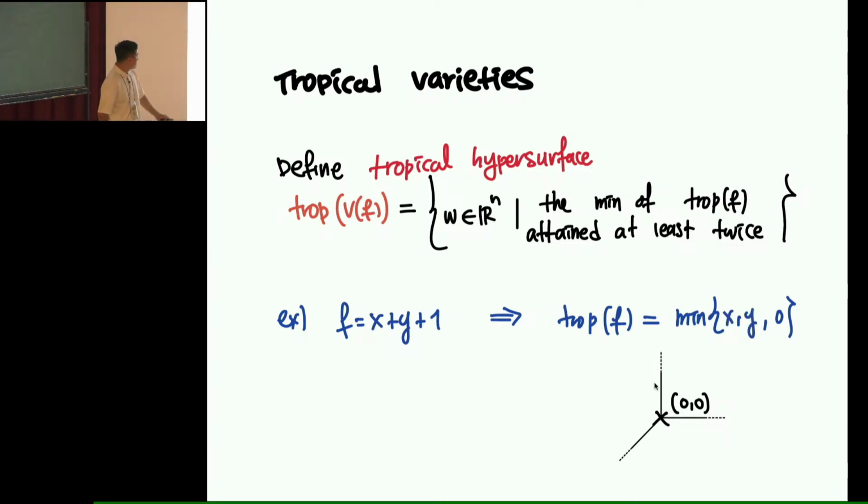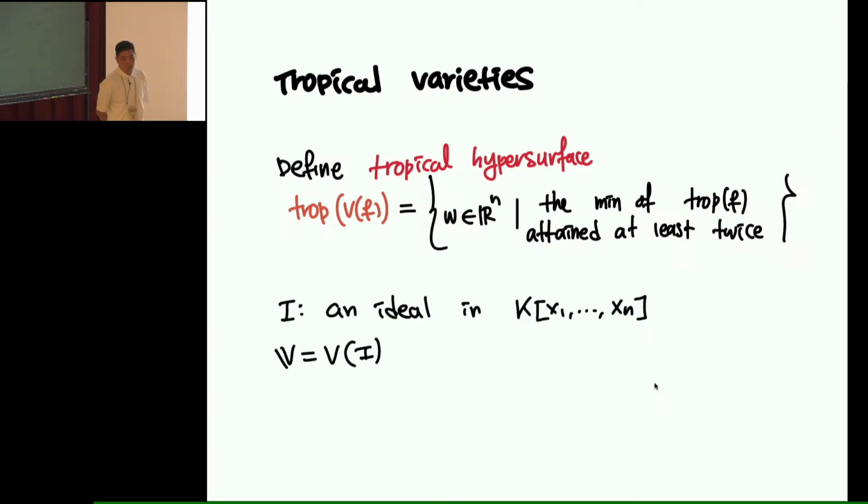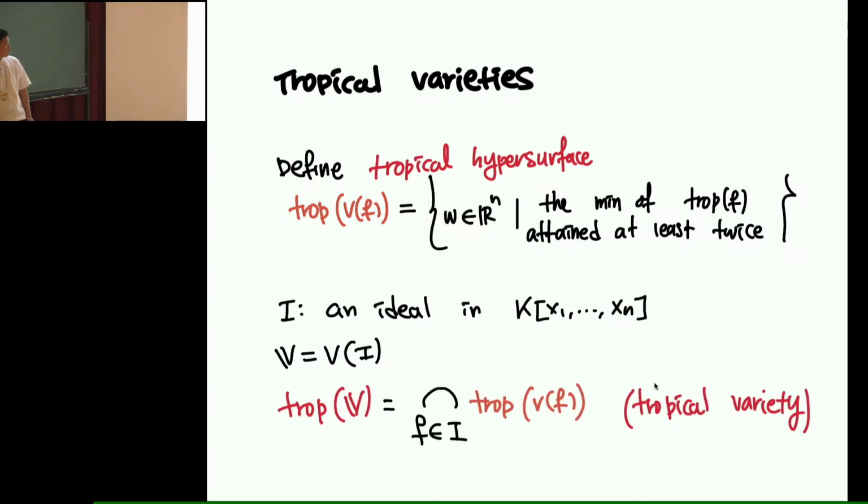So from this tropical hypersurface, we can also define the tropical variety. Suppose that you have an ideal, which is defined over the polynomial ring. Then you have a variety from this, and then we can define the tropical variety in this way. Just taking the intersection of the tropical hypersurfaces from all the polynomials inside the ideal. This is how we define the tropical variety.